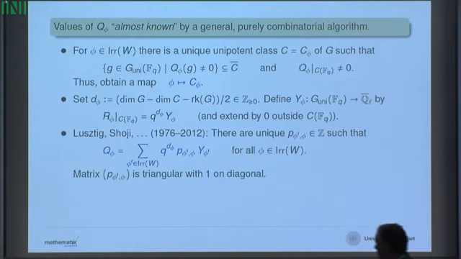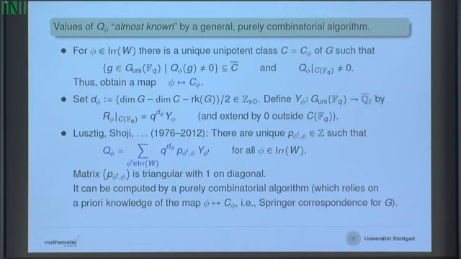And this matrix then of coefficients is some kind of triangular matrix with ones on the diagonal. This is why we did this normalization. If we hadn't done this normalization, we would have this power here on the diagonal. And this can be computed by purely combinatorial algorithms.